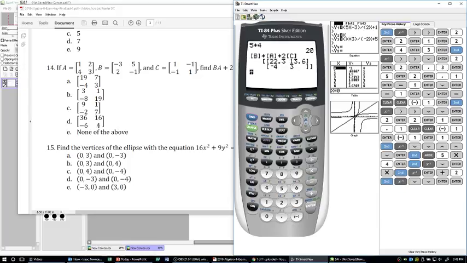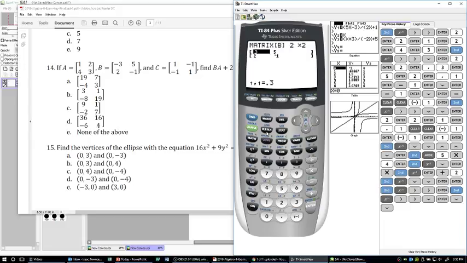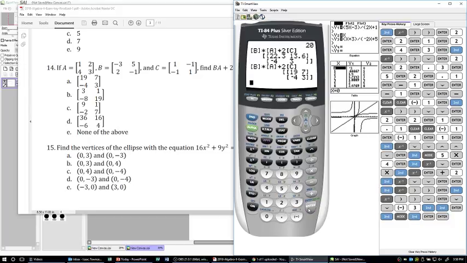So I must have mistyped one of these matrices. Let me go back and check. A looks good. Right here in B, this should have been a negative 3. So let's save that, go back to the home screen, and try again. And there you have it. Same thing that we can get by working it out by hand. It is a little tedious to type all of them into the calculator as well, but it is an option for you.